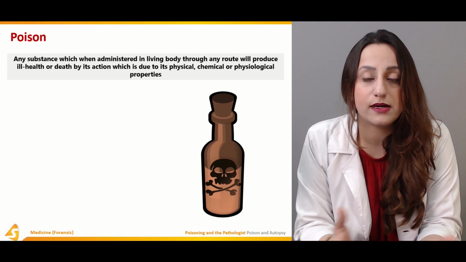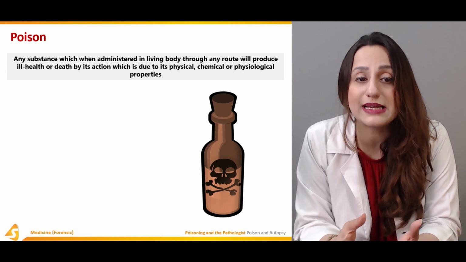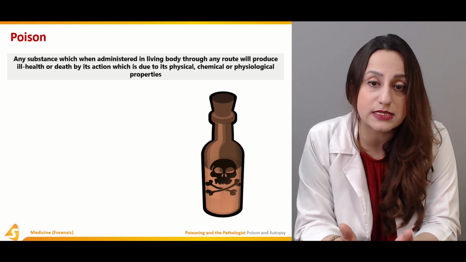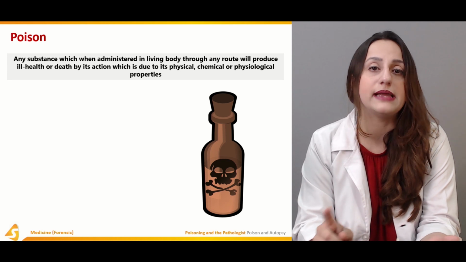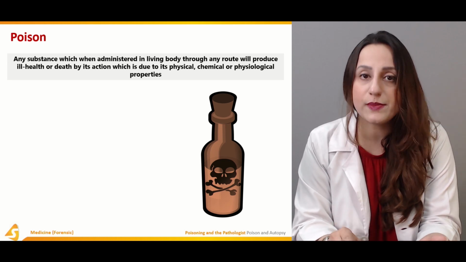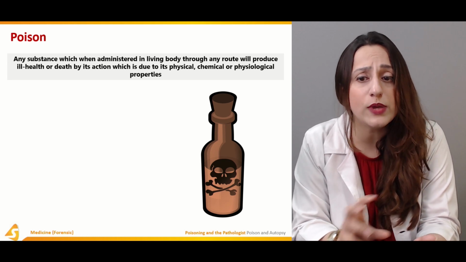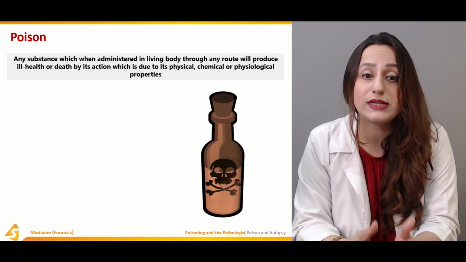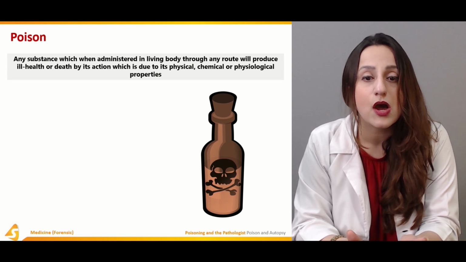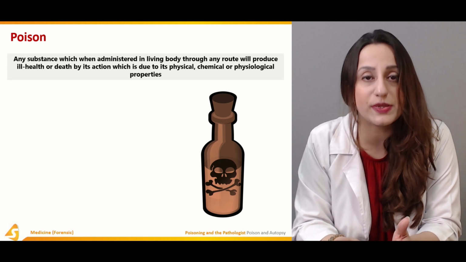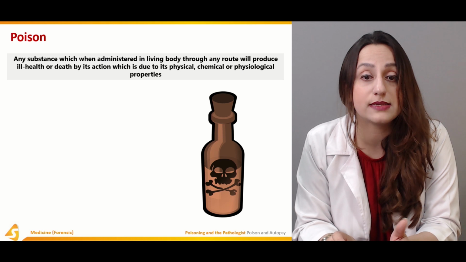Now, as we were discussing the definition of poisons, it's basically any substance which, when administered in the living body through any route, it can be IV, it can be IM, intramuscular that is, and it can be oral administration, will produce ill health or death by its actions, which is due to its physical, chemical, or physiological properties. So basically, these are the properties that we are dealing with whenever a poison is administered.